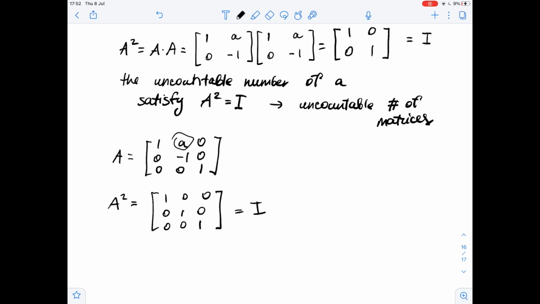So for n equals 3, there also exist uncountably many values a for which A squared equals the identity matrix. So there exists an uncountable number of matrices. So that means that for all n by n matrices, there is an uncountable number of matrices which satisfy A squared equals the identity matrix.